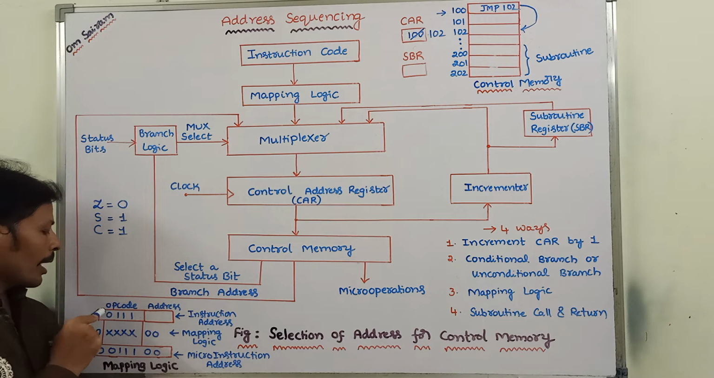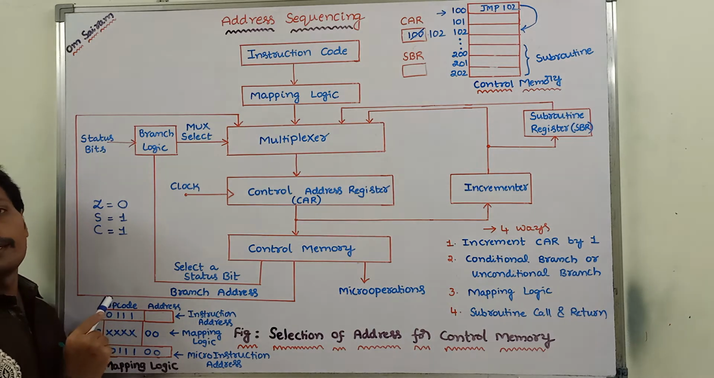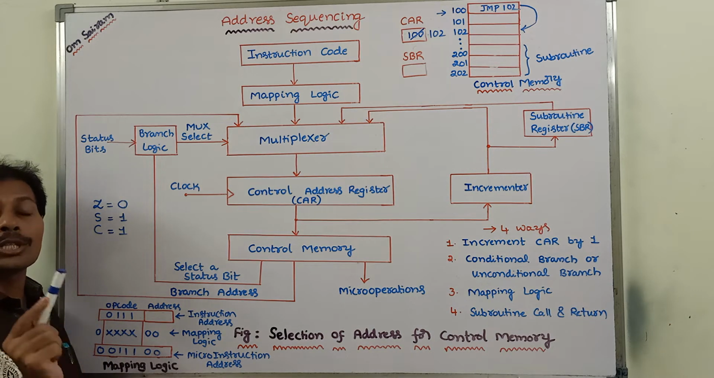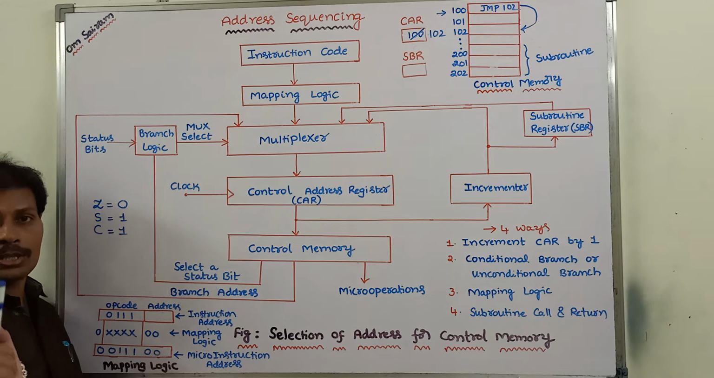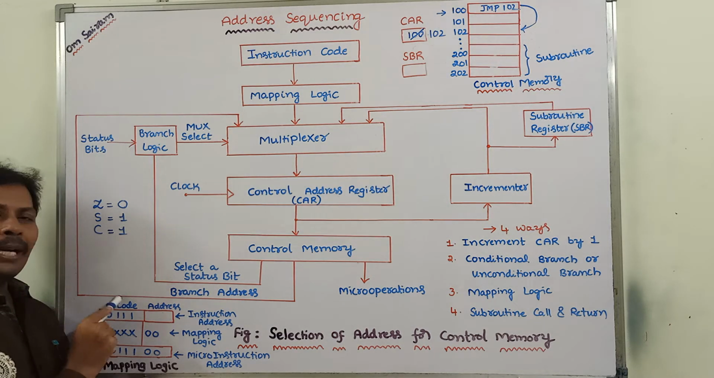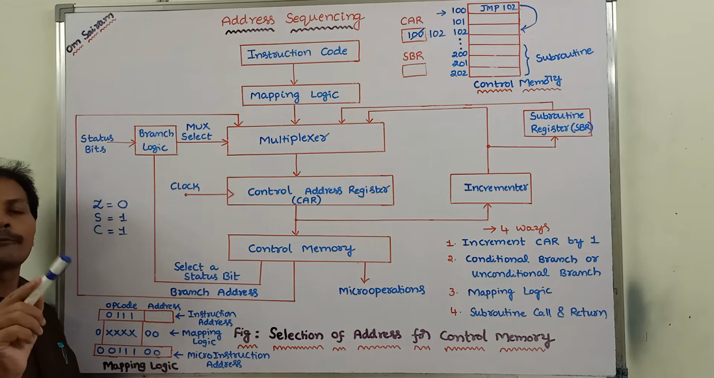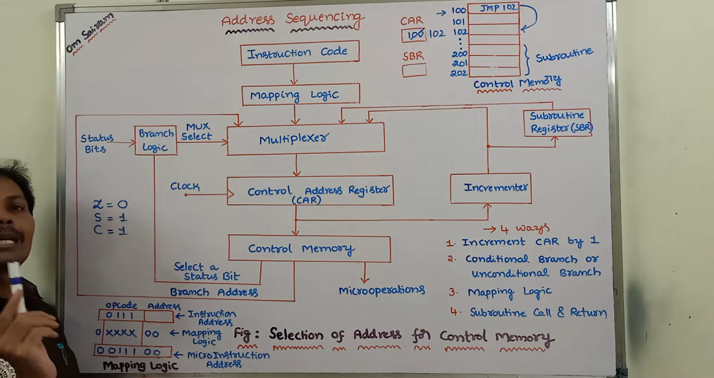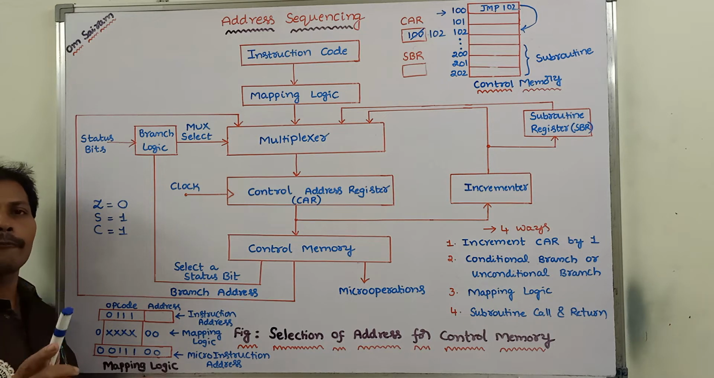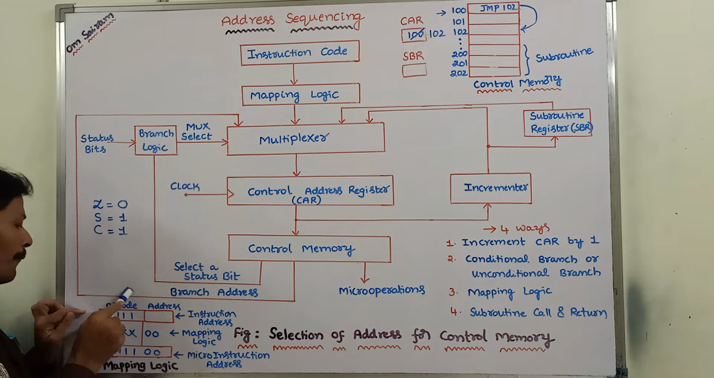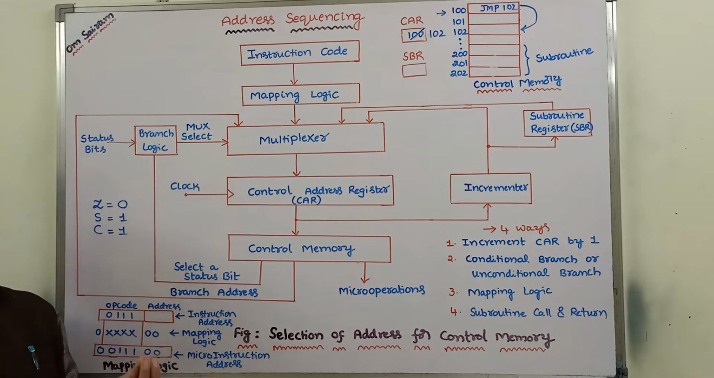By using the 4 opcode bits, we can perform 16 operations. So the 4 bits can be sent to the decoder. It can produce 2 power 4, that is 16 outputs. Each and every output can perform a separate operation. Now, for every 4-bit operation code, there exists a micro instruction address in the control memory.